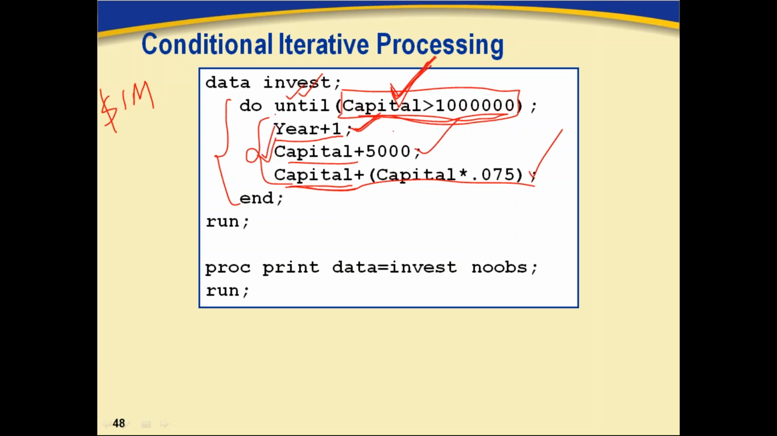In case of do until, we keep on executing the statements inside the do until till this condition is true.